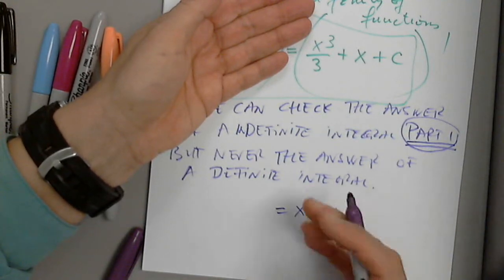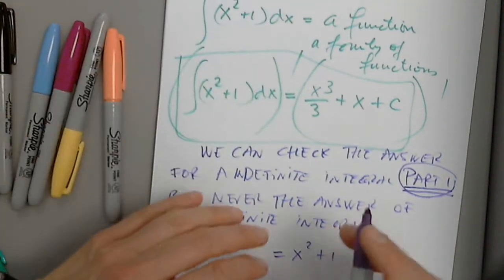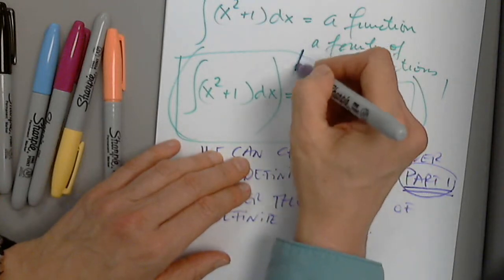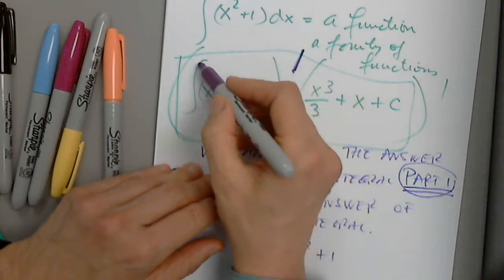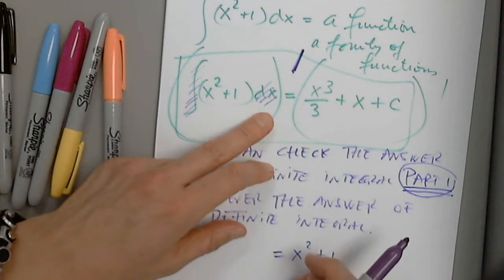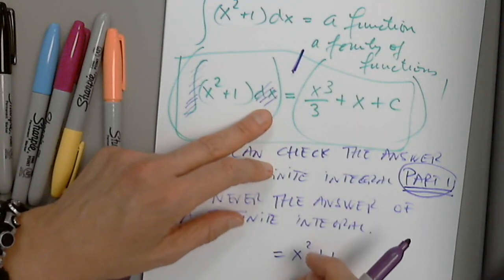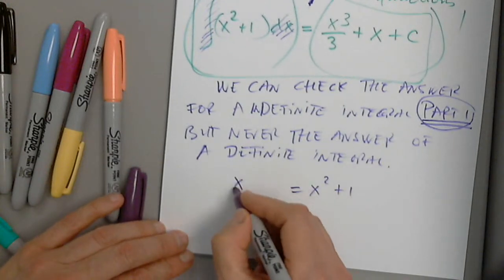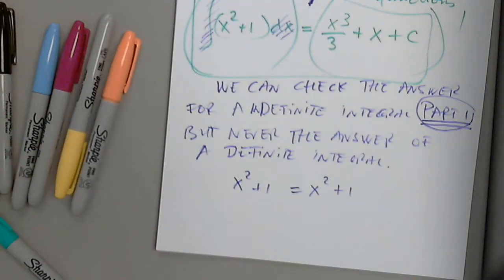X squared plus... Right. So what happens on this side? Differentiation removes the integral symbol, and with it, the width of the subinterval, the dx. And the answer is x squared plus 1. So I can always check an indefinite integral, the answer of an indefinite integral, but I can never check the definite integral.